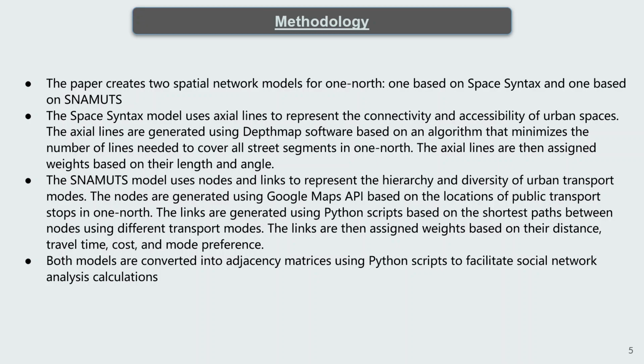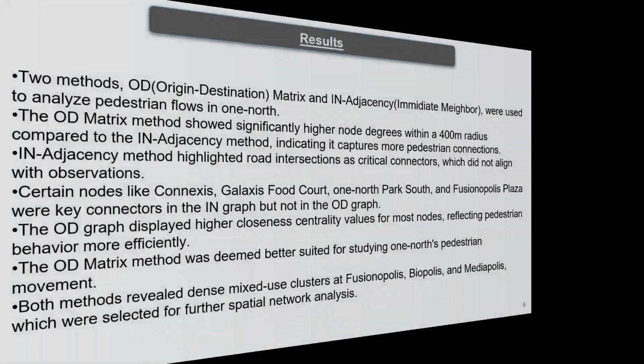The SNUMMETS model uses nodes and links to represent the hierarchy and diversity of urban transport modes. The nodes are generated using Google Maps API based on the locations of public transport stops in One North. The links are generated using Python scripts based on the shortest paths between nodes using different transport modes. The links are then assigned weights based on their distance, travel time, cost, and mode preference. Both models are converted into adjacency matrices using Python scripts to facilitate social network analysis calculations.